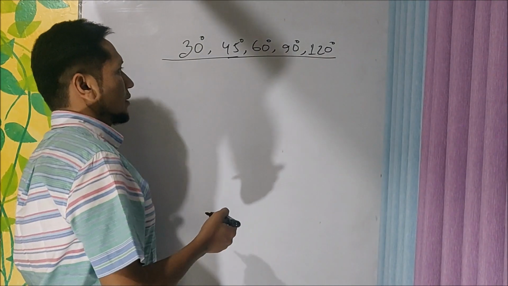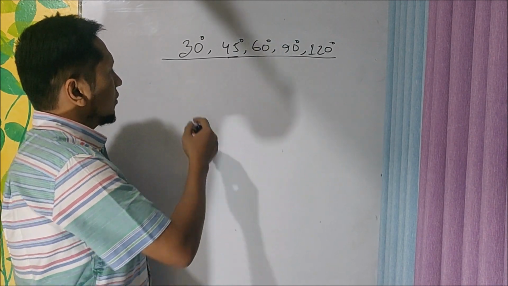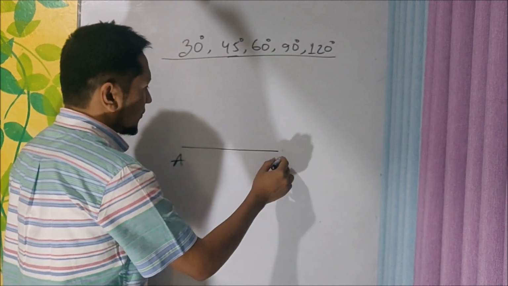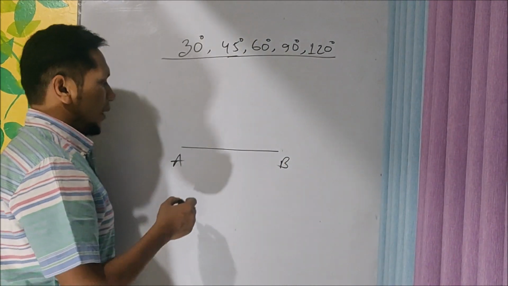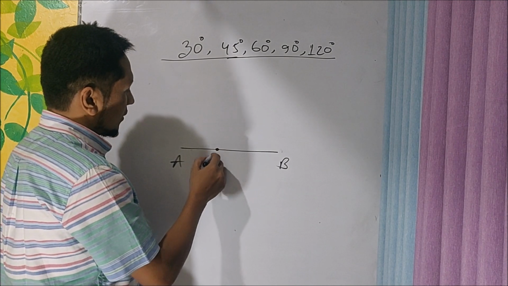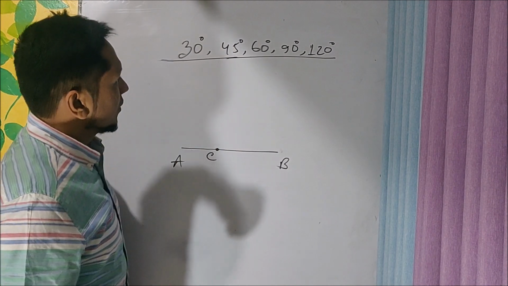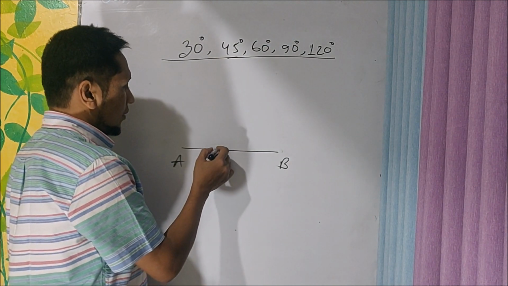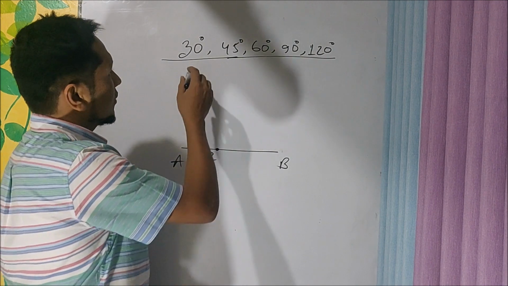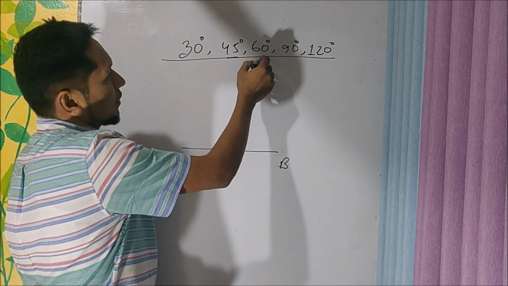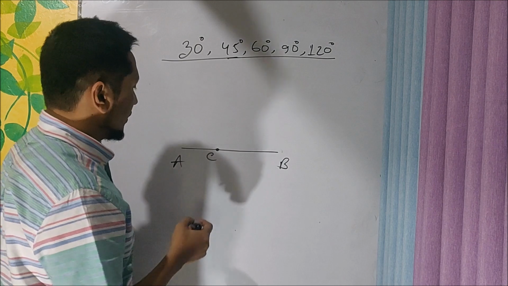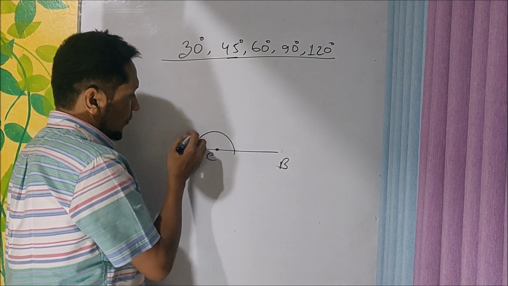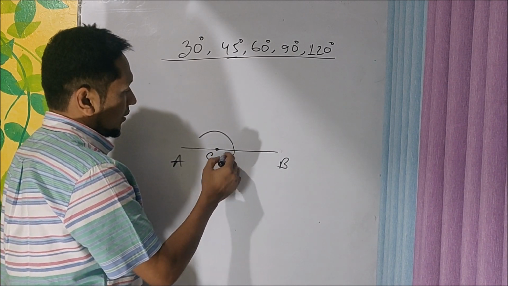So let us start to draw these angles in a single figure. Let AB be a straight line. We consider AB is a line, and we consider another point C here. We will draw such angles at the point C. First we will draw 90 degree, then we can easily draw 30, 45, 60, 120 from this figure. So centering at C, taking any radius, let us draw an arc at first. Suppose we have drawn an arc, it meets AB at D.